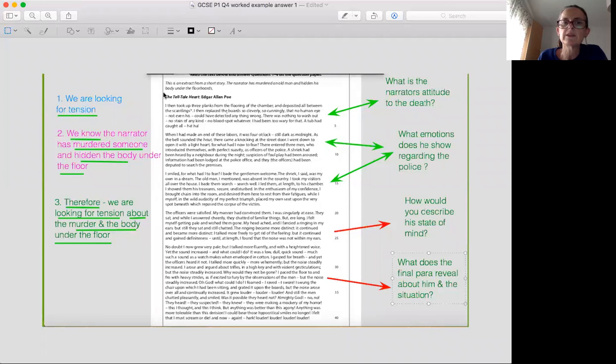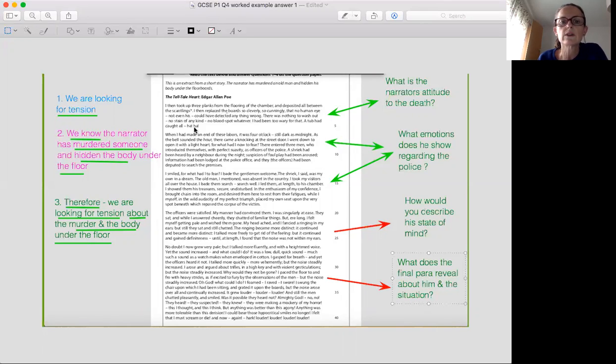In the beginning of the extract, the examiners have given you the scenario of what's going on, okay? So they're giving you the event. So we know that we're looking for tension, and we know that the narrator has murdered someone and hidden the body under the floor. It's a very tense situation to explore. So therefore, we're looking for tension about the murder and the body under the floor. So we should be looking for those things, and the attitudes and emotions attached to them throughout the text.